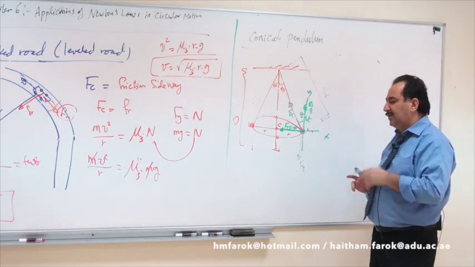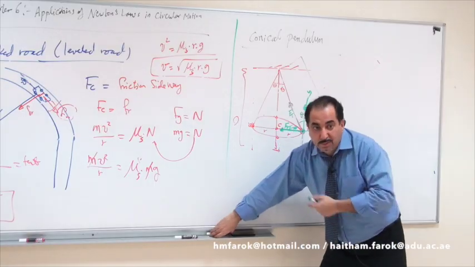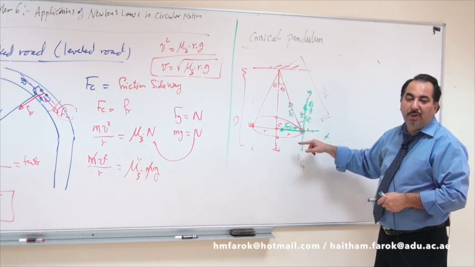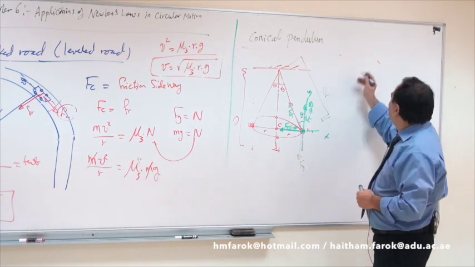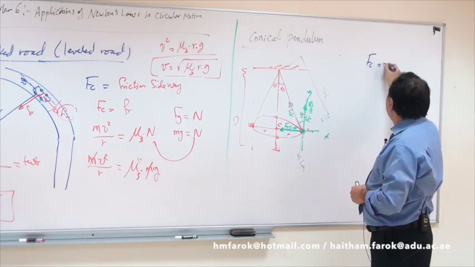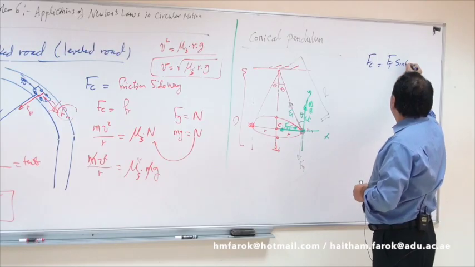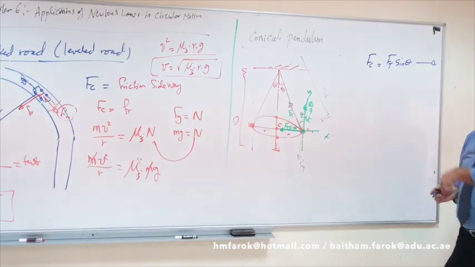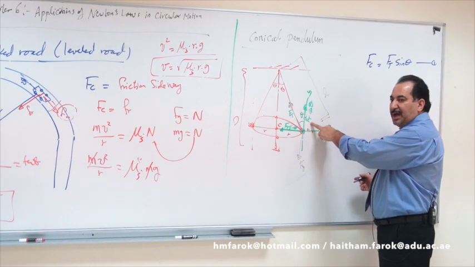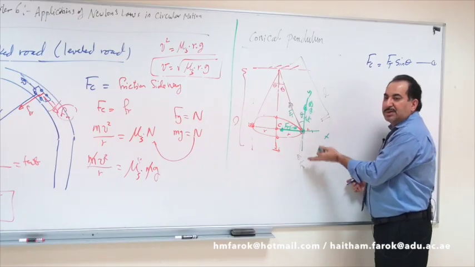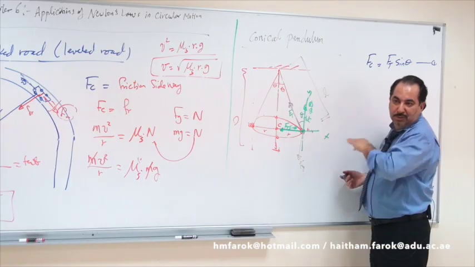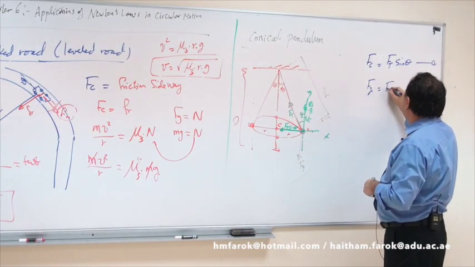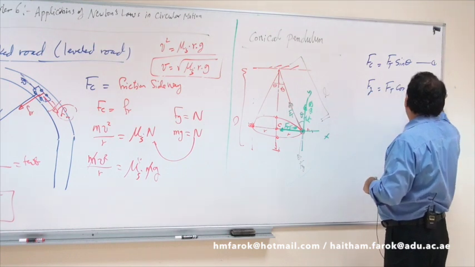Now you can tell me, which force is responsible for the circular motion? FT, the horizontal component of the tension force. So here we say FC equal FT sine theta. Equation number one. Now for the y-axis. Force up, force down. Does the mass go up or down? No. Equilibrium. So what do we have here? FG equal F tension cosine theta.